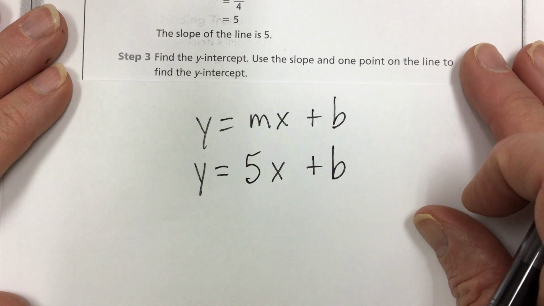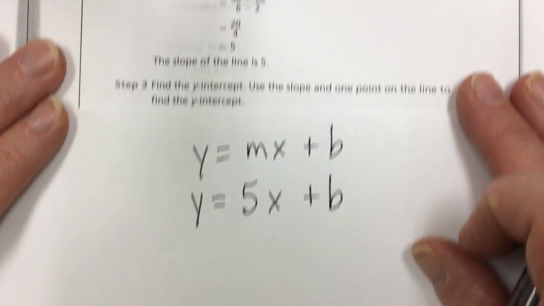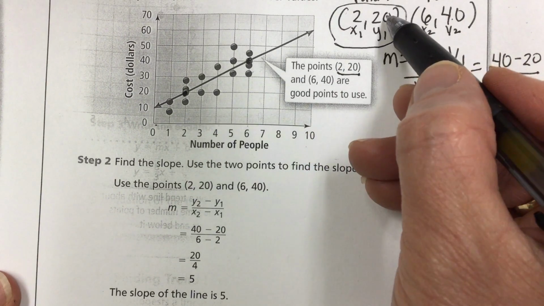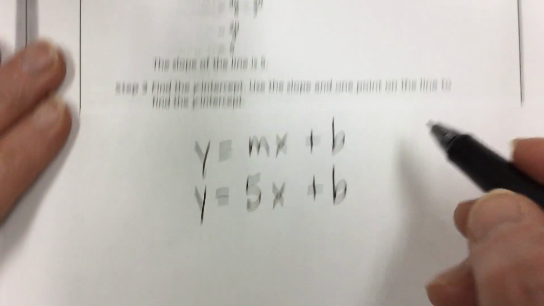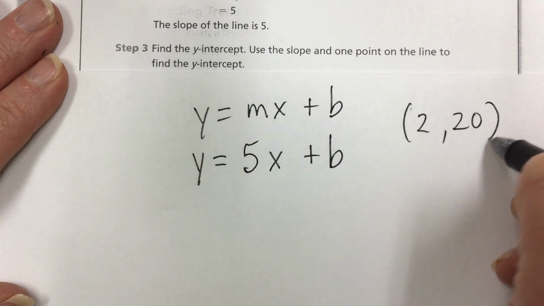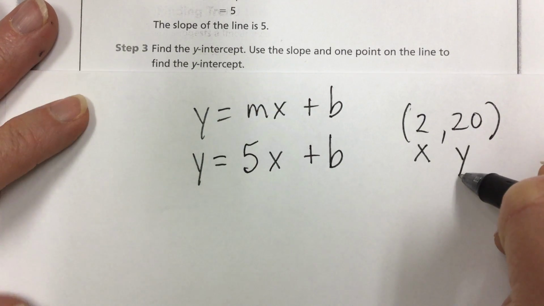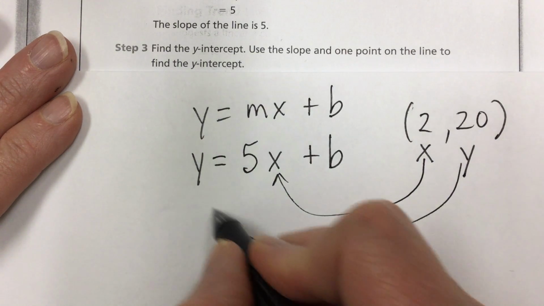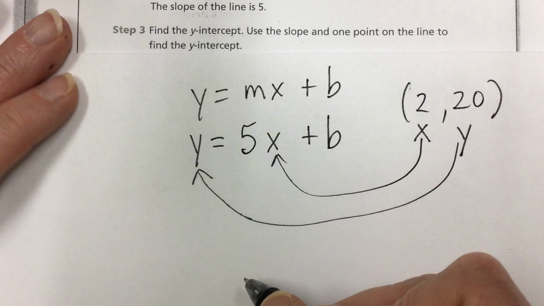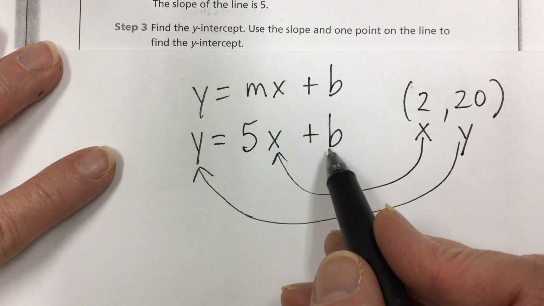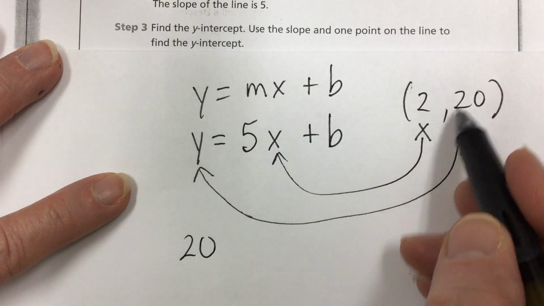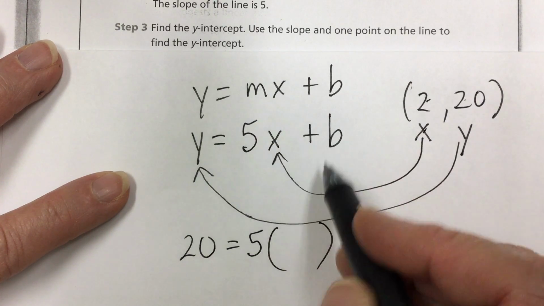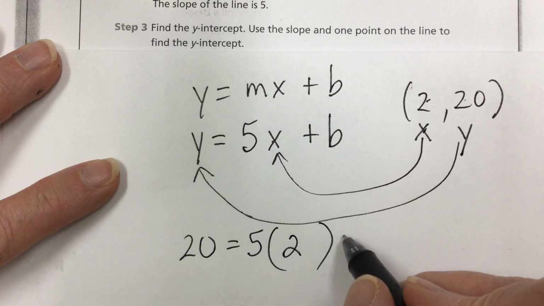So we can go back and use any of those points that we've already used. We could use this point right here. I'm going to use the point (2, 20). So when I use the point (2, 20), x is 2 and y is 20. So I'm going to substitute 2 in for x and 20 in for y into my slope-intercept form of a line equation. So I have 20, substituting y in, equals 5 times 2, substituting x in, plus b.